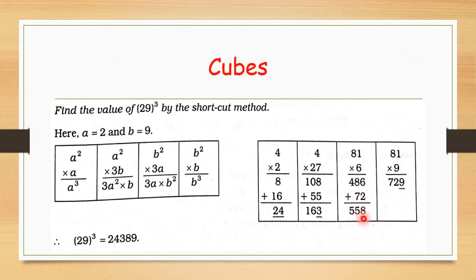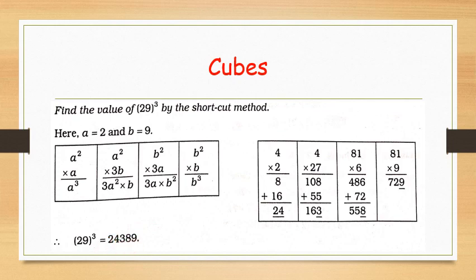So we have to write 8 first, then add 55 on 108, it will give you 163. We have to write the first digit of this, 3, then add 16 on this, that is 8, so you will get 24. Now this time we have to write the whole value, that is 24. This will give you the cube of 29, which is 24389.